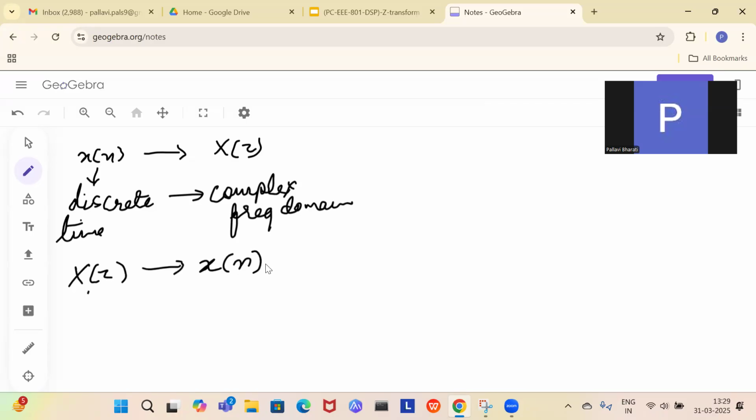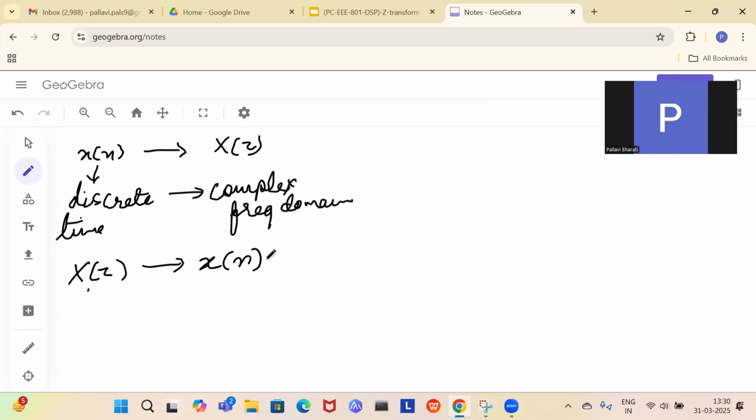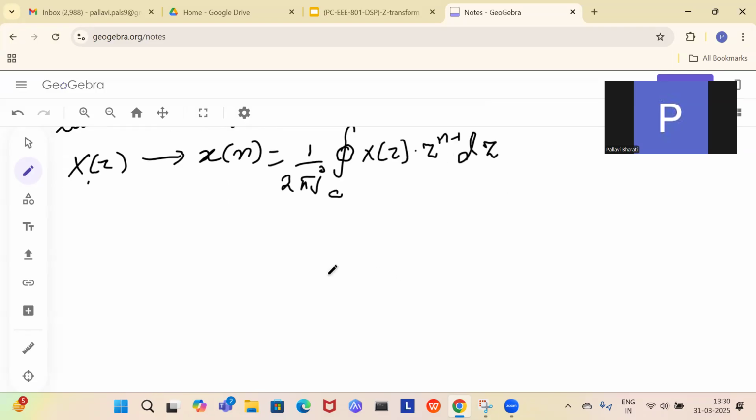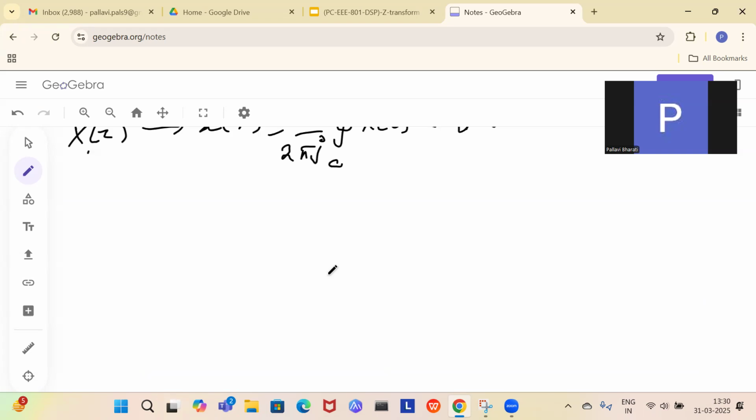The formula to do this is x n is equal to 1 by 2 pi j closed integral over c of X z into z to the power n minus 1 dz. Now, although the proof of this is not very important for your exam purpose, but let's do it very quickly.